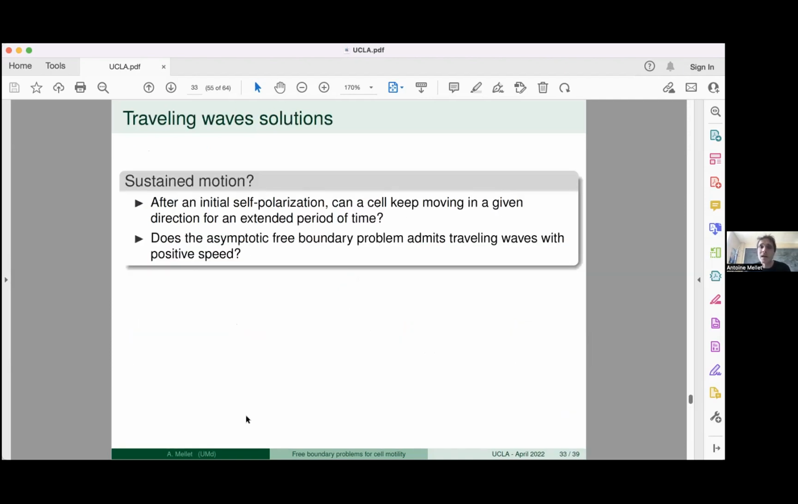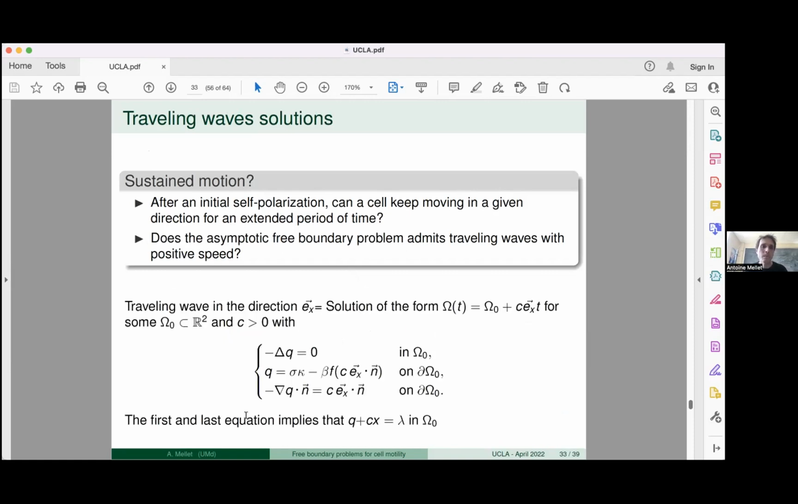Now the question is, if this happens, can we expect the cell to keep moving in that direction, or will it go back and stop just a little bit later? And that is a question of whether or not there are traveling waves with positive speed for the asymptotic problem. Now traveling waves for our problem are solutions of the form omega 0 plus c t e_x, with e_x the direction of travel. So if I put this and that into the equation, I get this thing here.